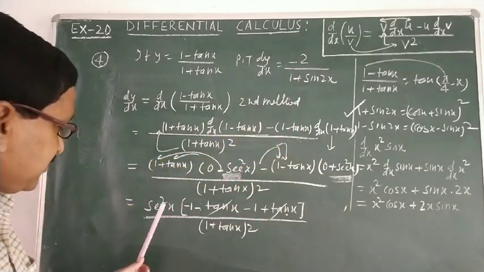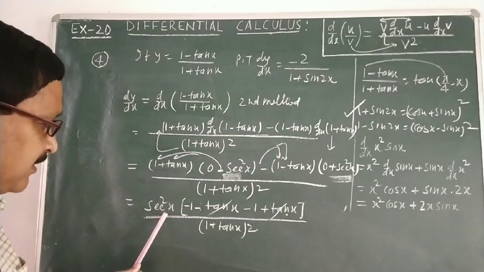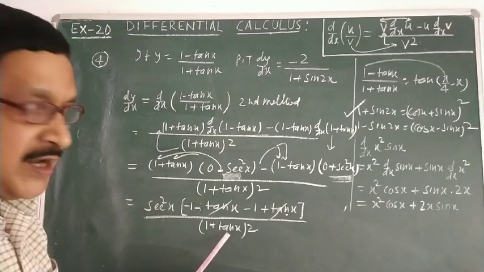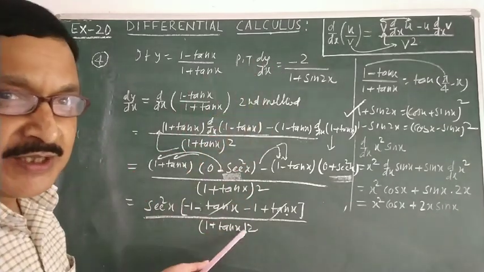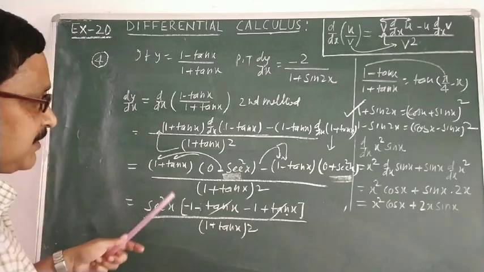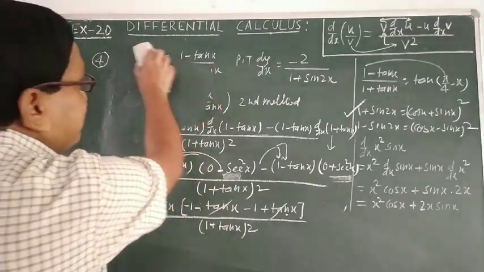If you change sec to cos, tan to sin and cos, and after that square, we get the same thing. No need to discuss this. It is left for the readers. This is the second method.